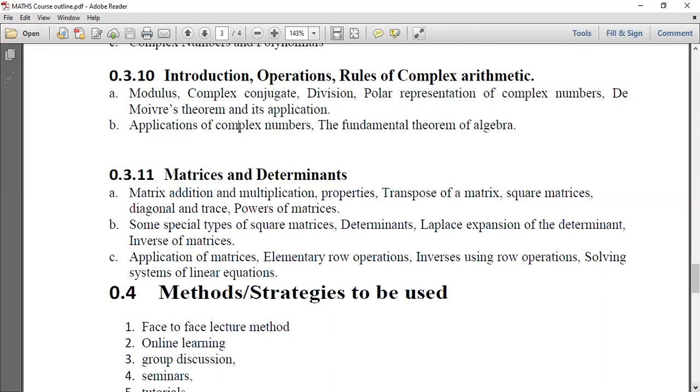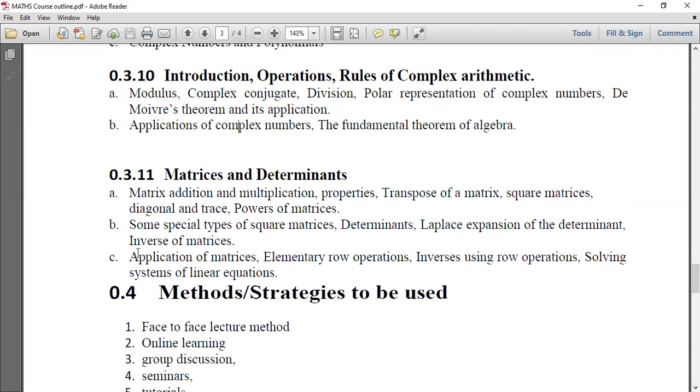Under matrices, I'm much interested in how to find the determinant of a 3x3 matrix. Of course, you should know the transpose, square matrix, diagonal matrix, power matrices, complex matrices. But here I'm just interested in finding the determinant using Sarrus' rule and also the Gauss-Jordan elimination method for solving a system of equations.